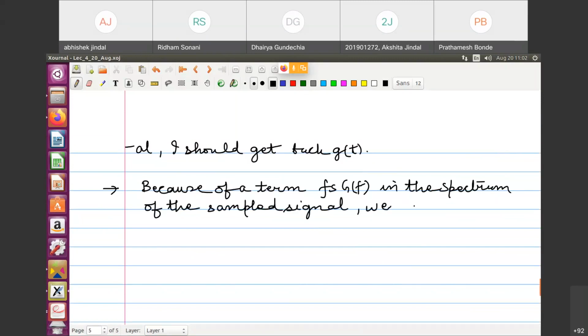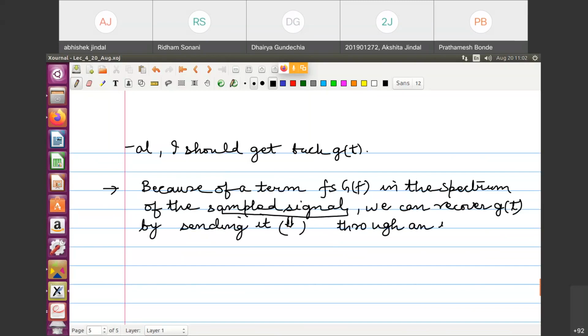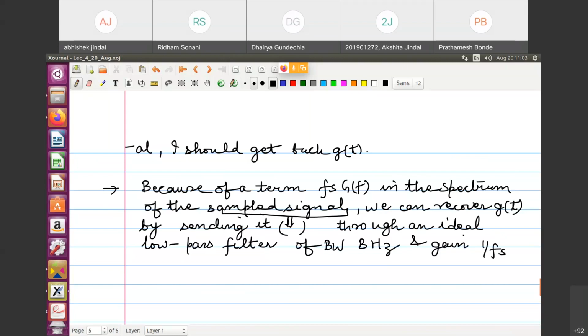we can recover g(t) by sending it through, by sending it means the sampled signal, by sending it through an ideal low pass filter of bandwidth B hertz and gain 1 by f_s. So this is important.